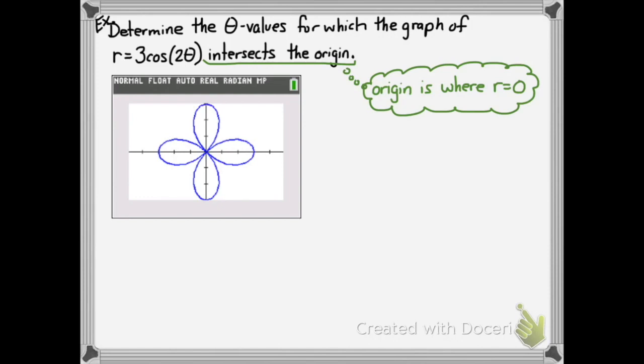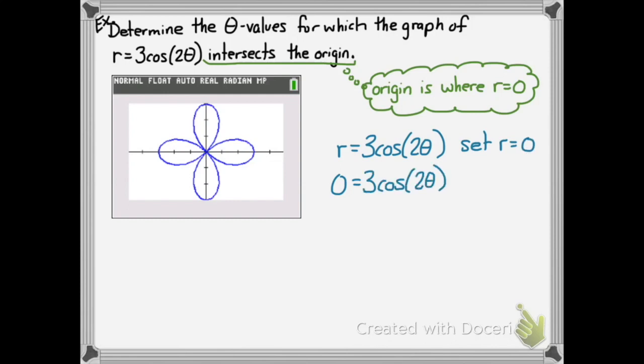Alright, so looking at our function, we have r equals 3 cosine of 2 theta, and we're going to set r equal to 0, and we would like to solve the equation 0 equals 3 cosine of 2 theta. We want to solve that for theta. And our original graph only involved theta values between 0 and 2 pi, so that's what we're going to stick with. Okay, now to solve for theta, the first thing I want to do is divide by 3, so I really have 0 equals cosine of 2 theta.